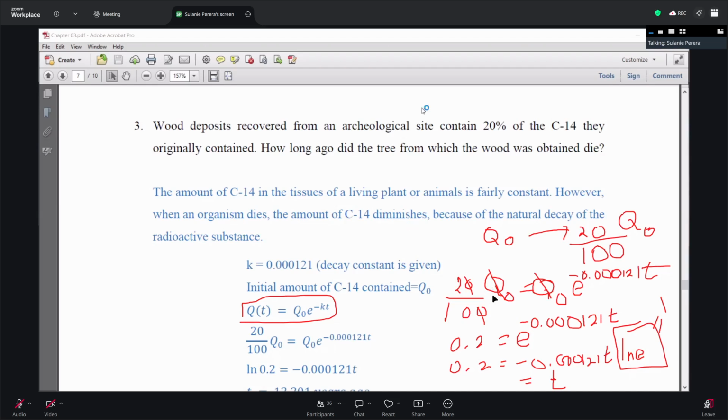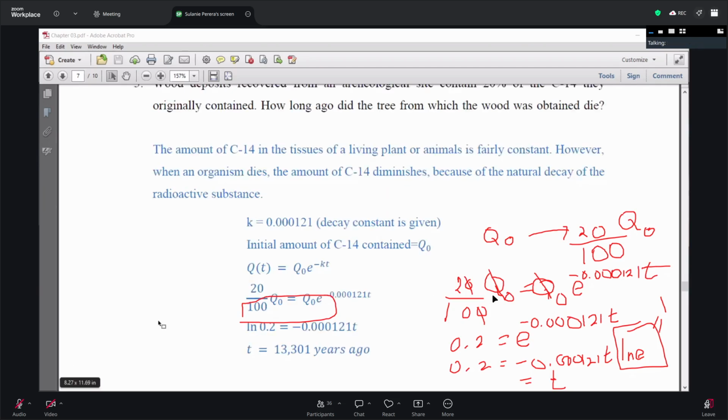So what's t? What is the value for t that you get? If you do this, what's the value for t that you get? We get the value 13,301. So it has died 13,301 years ago.